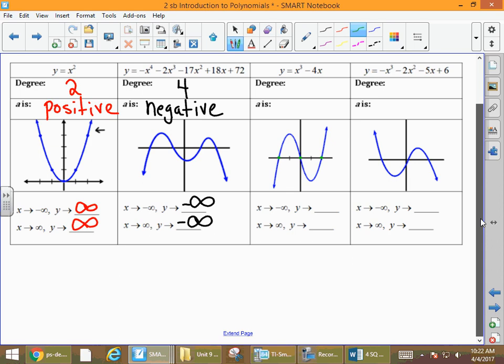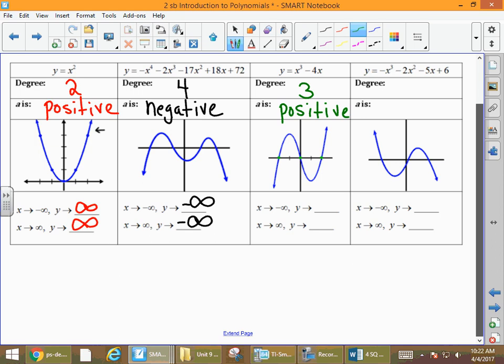When we look at the third box, y equals x cubed minus 4x, what's our degree? Again, at least do something like that to tell yourself that it's 3. Is our coefficient positive or negative? It's positive. x cubed, there is no other indication. It's just x cubed, so it's positive.